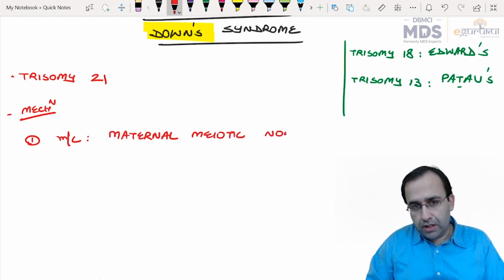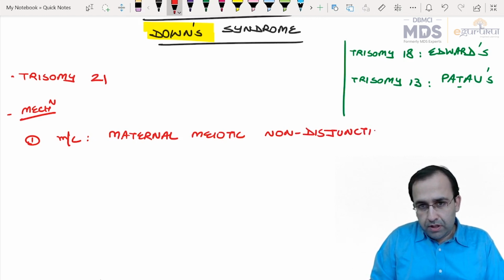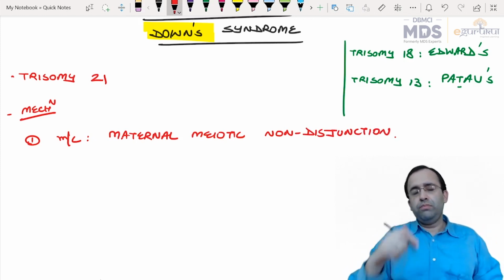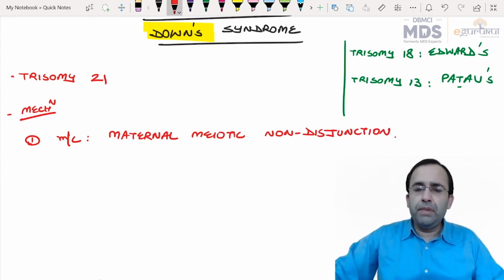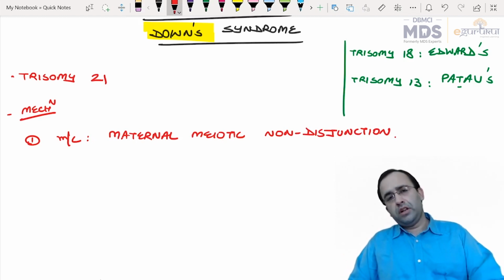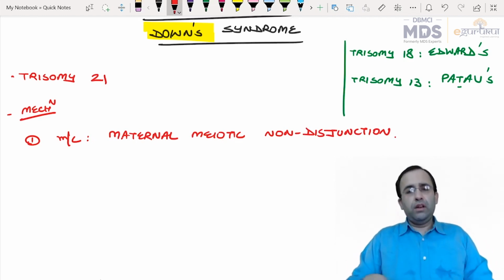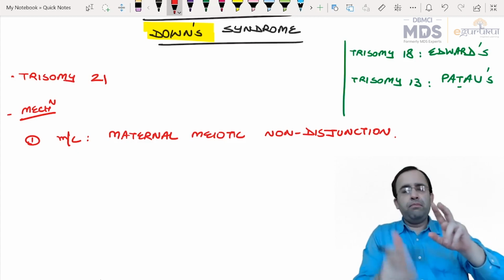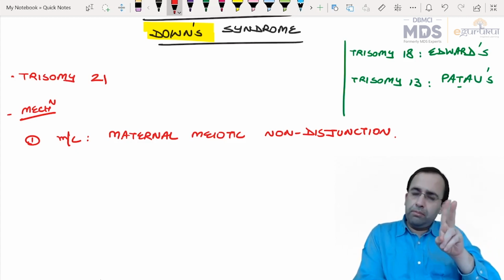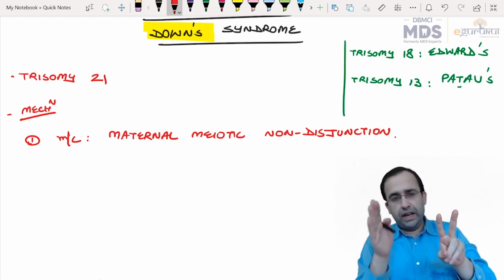Very important to understand. Maternal meiotic non-disjunction, which was this year's June PG exam question also. It is happening because of maternal meiotic non-disjunction. What does this mean? See, you know that in meiosis the diploid number 2n becomes n.